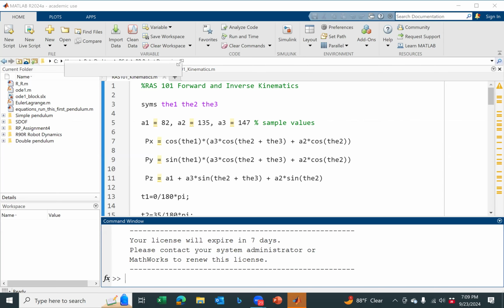I want you to go to MATLAB. I want to share the screen. Please go to MATLAB. Open MATLAB. Just need to make sure the entire screen is visible. Share. Okay. Go to MATLAB.